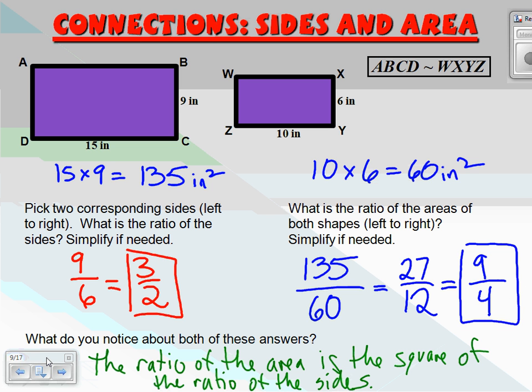Because 3 squared is 9, 2 squared is 4. That's the relationship. It's different from perimeter. Perimeter is easy because it's the same thing as the sides. However, for area, it's the square of the sides. Let's see if you guys understand this fully. Let's go to the next slide.